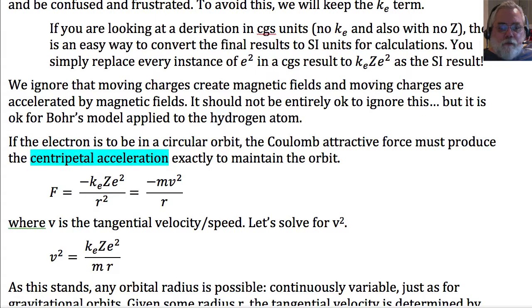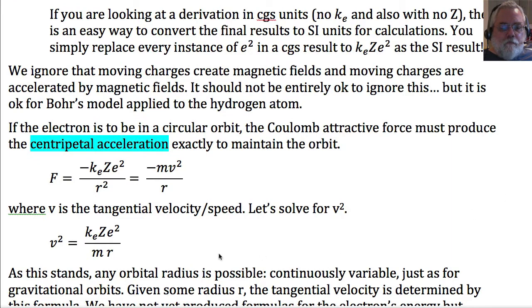If the electron is to be in a circular orbit, the Coulomb attractive force must produce the centripetal acceleration exactly to maintain the orbit. So the Coulomb force must equal minus m v squared over r, where v is the tangential velocity or speed. Let's use this to solve for v squared. We get v squared equals K sub E Z E squared over m times r.